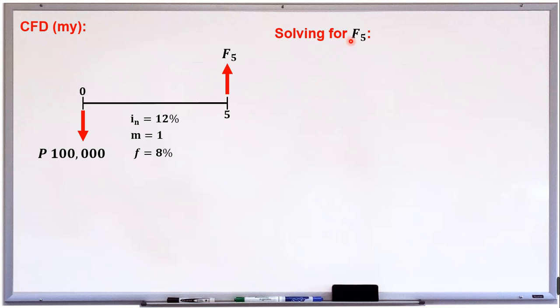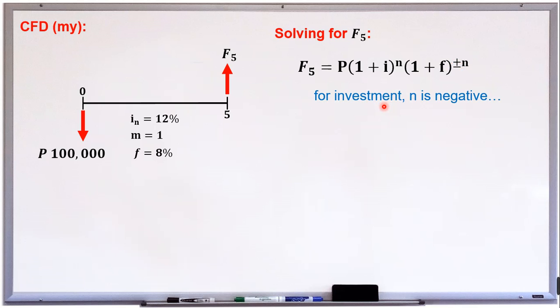First, solving for F5. We're going to use the formula for the inflation, which is a combination of the given interest rate and the inflation factor. Now, we have here plus and minus n. The problem is more on investment, meaning more on savings. Therefore, for savings, we're going to use the negative n, so the inflation factor becomes 1 plus f raised to negative n.